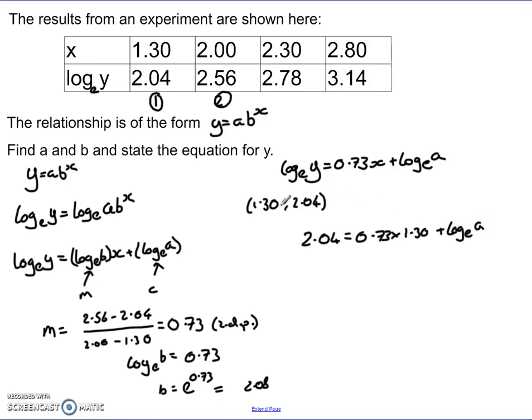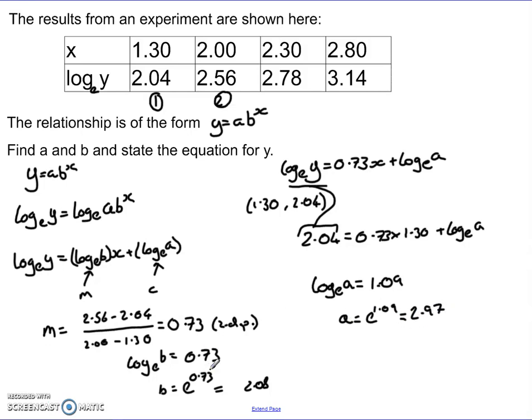Now, key thing to note here is it's not log to the base e of 2.04. Remember, log to the base e of y is the 2.04, so it's the whole part of that that gets replaced by it, not just a little bit. That's a common mistake you see quite often in this. I can then manipulate this and work it around, and I find that log to the base e of a equals 1.09. Once I've calculated that, stick the e up, and I get a equals e to the power of 1.09, which when I calculate it gives me 2.97.